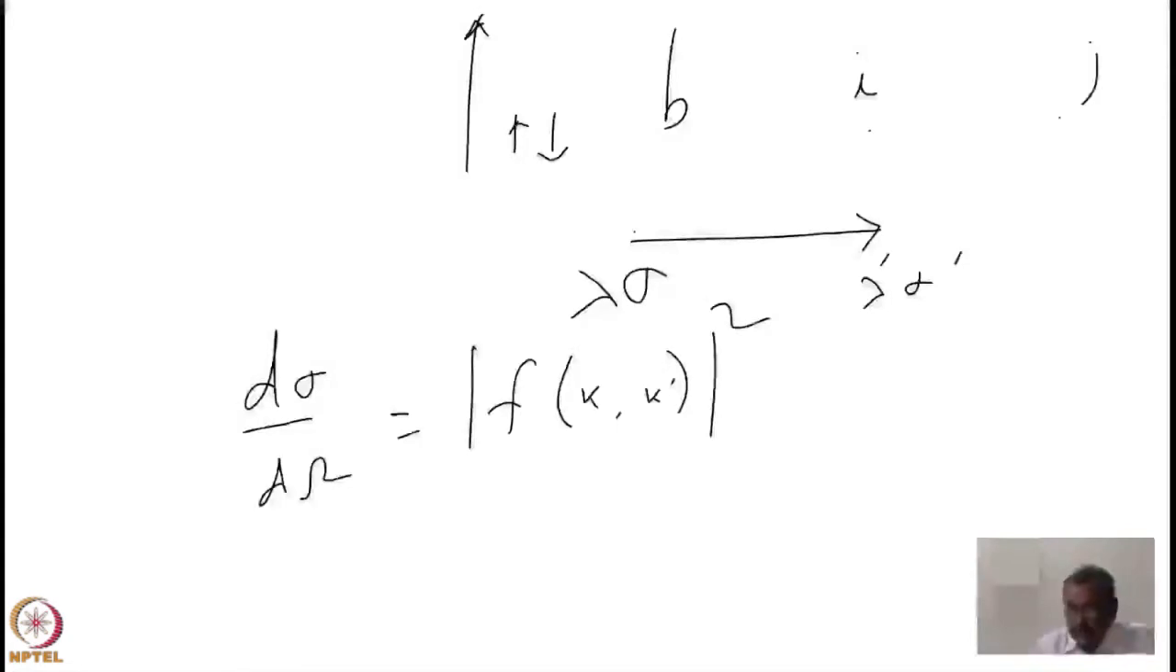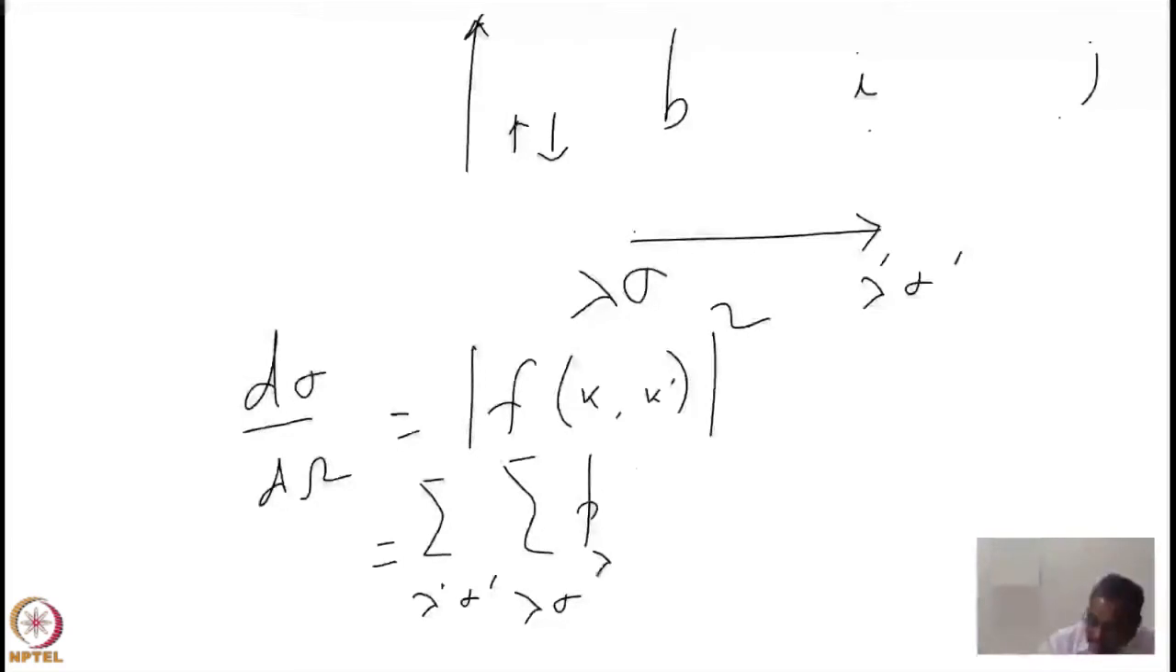So modulus means f k k prime and its complex conjugate. So it comes out like this. Now I have to do a summation over the final states, over all the initial states. I need to take the probability of all the initial states.